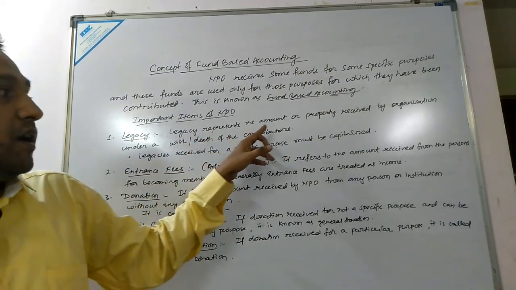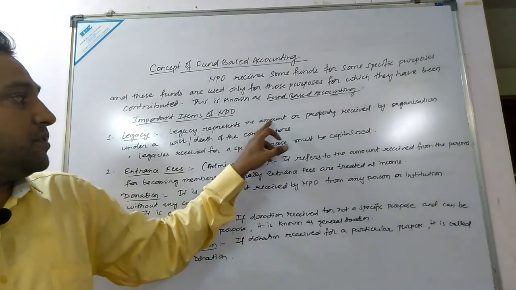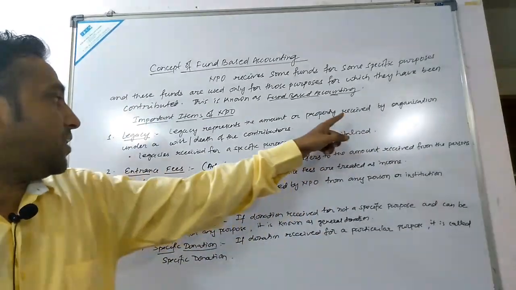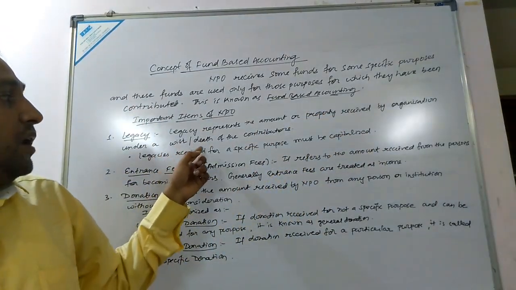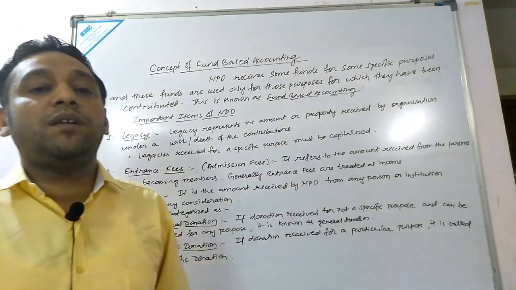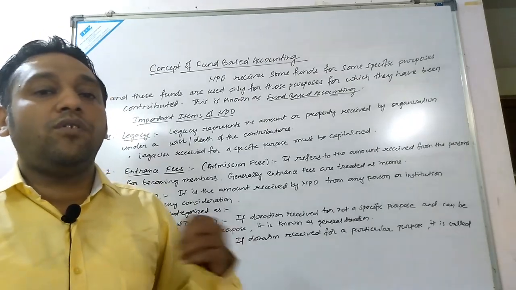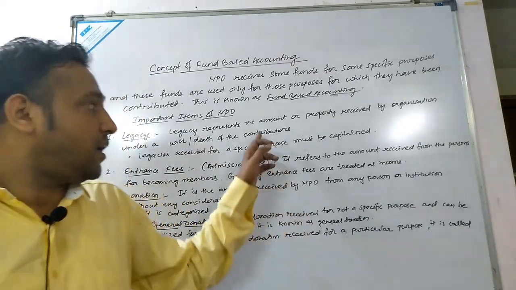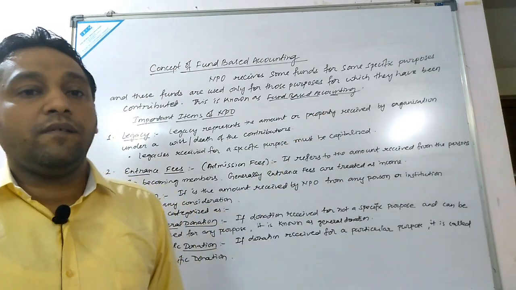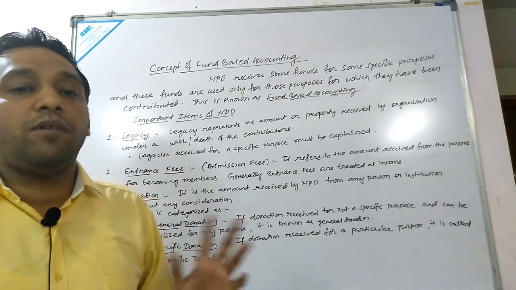Legacy represents the amount or property. Listen carefully. It represents the amount or property which has been received by an organization under the will or death of the contributors. That means if any person who is going to die under his own desire is contributing either his property or his cash amount, to whom? To the charitable institution, to the non-profitable organization.